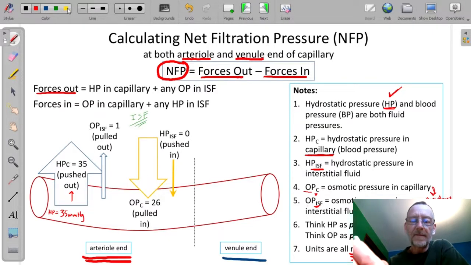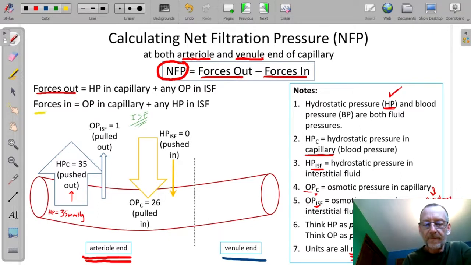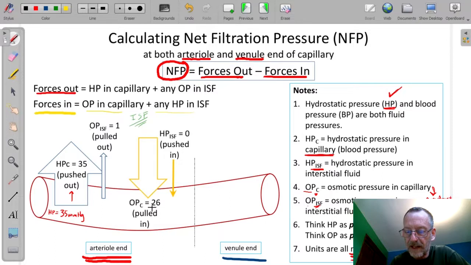So the forces in that we're looking at are the osmotic pressure in the capillary and a little bit of push from the ISF. So here we have osmotic pressure in the capillary pulling fluid back in at 26 millimeters of mercury. We could also have a little bit of fluid pressure out in the interstitial fluid, perhaps from edema, swelling, but for right now let's just pretend it's 0. So the forces in would be, the total of those would be 26 plus 0. Let's go to the next slide and crunch the numbers.